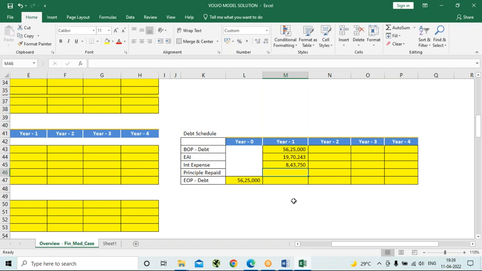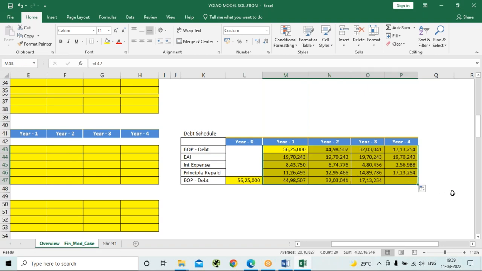Okay, next. Principal repayment is EMI minus interest expense. Ending of period amount is BOP minus principal repayment. Very good. So by calculating for the first year, you can drag this to the end of the year so that the value is going to be zero. So now we got to know what is the interest expense that has occurred, so that we are going to bring it over there.